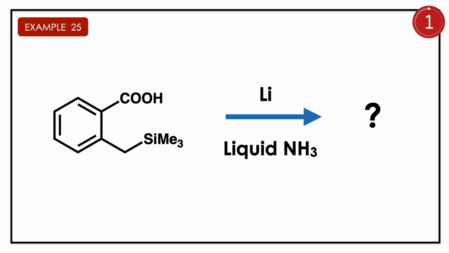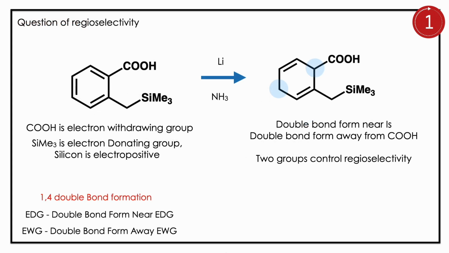Then the next example, you have benzene with an acid and, on the side chain, a trimethylsilyl group. Lithium and liquid ammonia you are using. You should find what will be the final product. Here the question is about regioselectivity, where the reduction will happen. You have an electron withdrawing group as well as an electron donating group, so which will dominate? Basically a balanced and optimized mechanism will be followed.